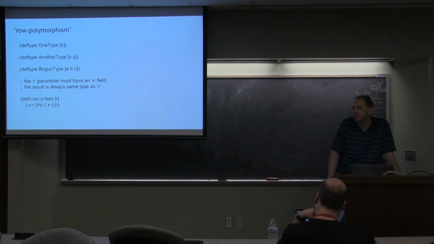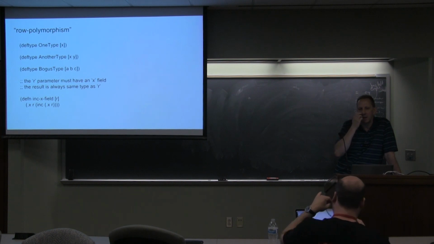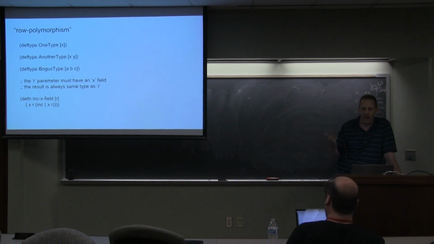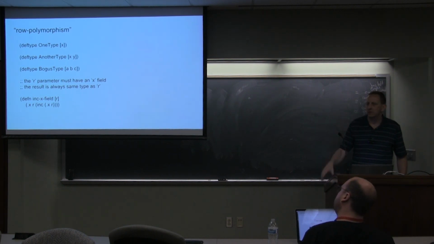This is called row polymorphism, where it only says what field that value has to have, and it doesn't say anything about the other fields. And so one type and another type would both be good types to pass into R, but a bogus type would blow things up. The compiler can possibly know that's going to happen at compile time, and if it can't, it puts in a check at runtime. If you try to pass something in, it'll throw a runtime error and say you can't do this.